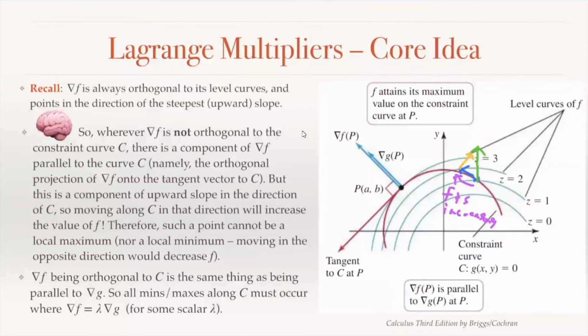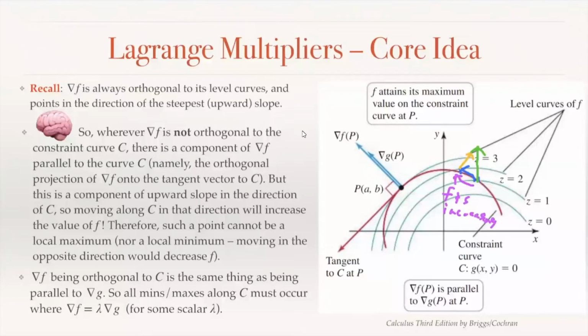And if it's not orthogonal to the constraint curve, then we can do that orthogonal decomposition by projecting it onto the tangent vector to the constraint curve. And that is a direction we can move in which we're increasing. Just look at the level curves here of f.